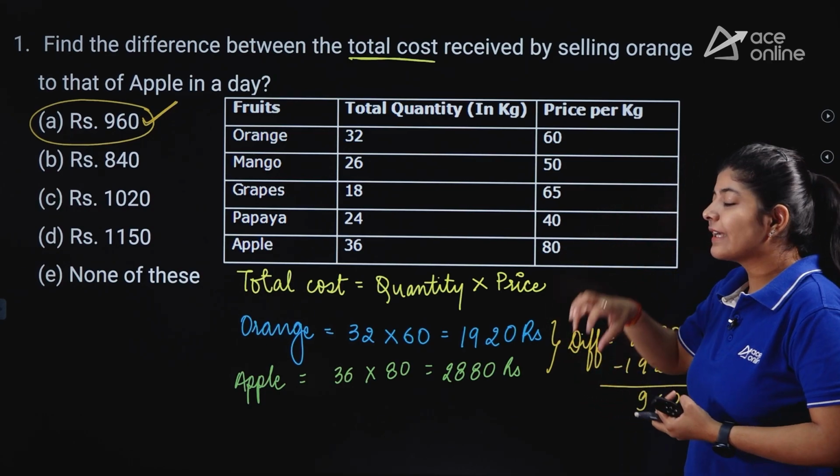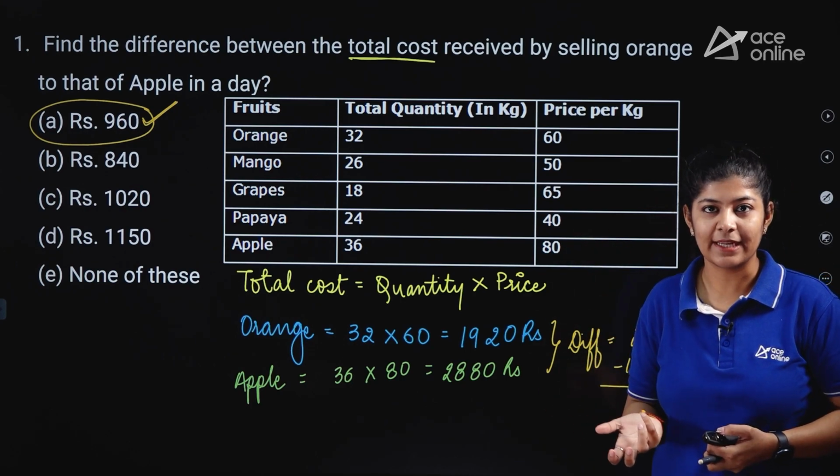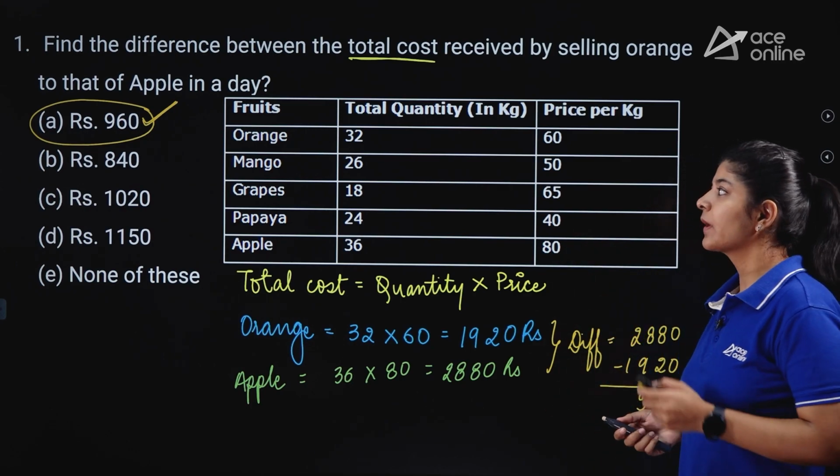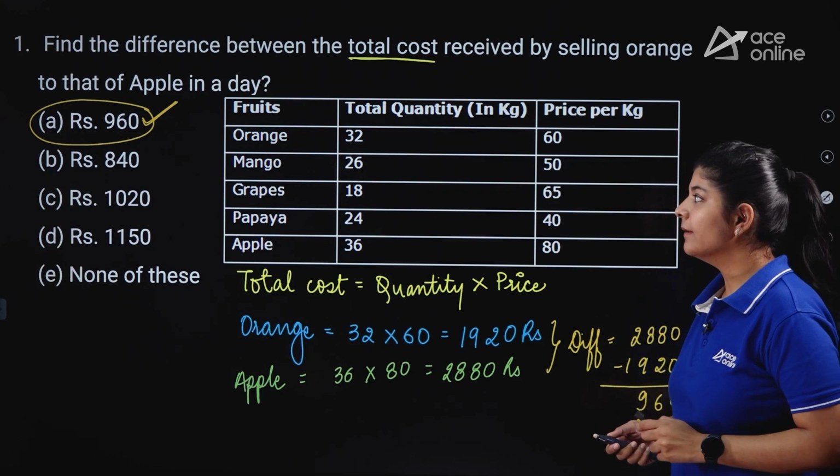If we pick the correct value, then we can easily determine the correct answer. Is it clear? Okay. Now let's move towards the next question based on the same data.